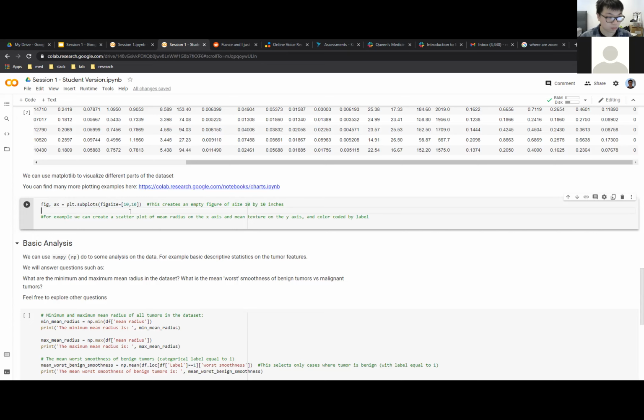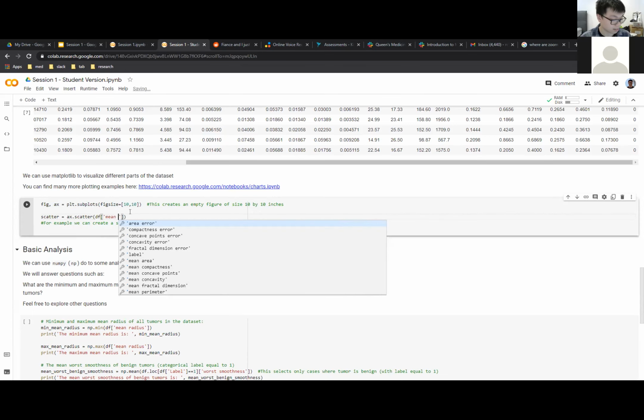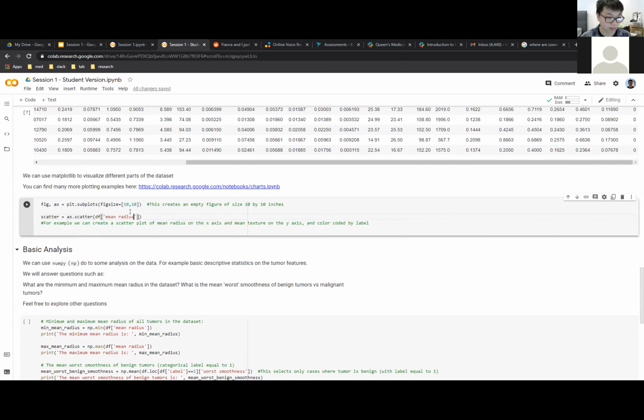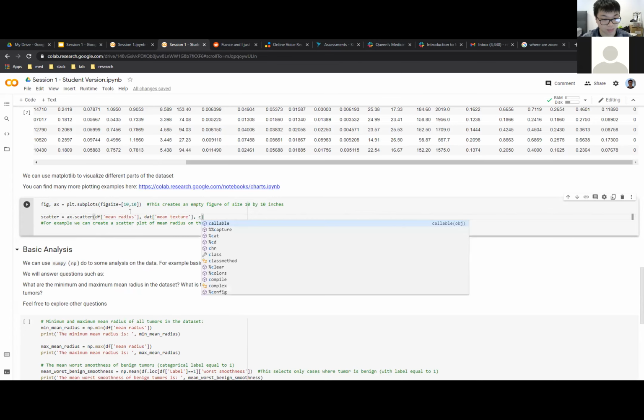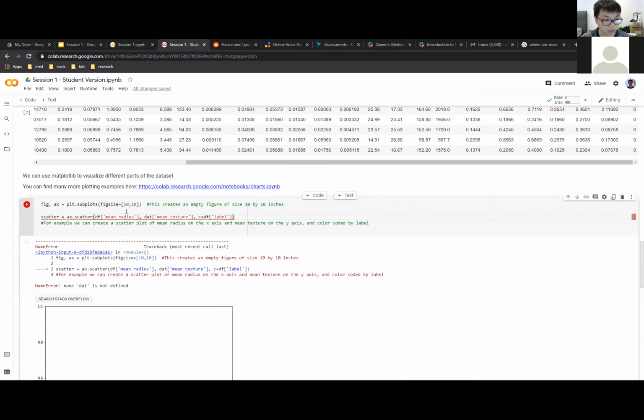So we're going to run a command called scatter equals ax.scatter. And then let's say we want to look at the mean radius compared to the mean texture. And then let's say we want to color it differently. This is the command to color the scatter plot differently, and we'll color it by its label. Okay, let's see what happens when we try to run this.